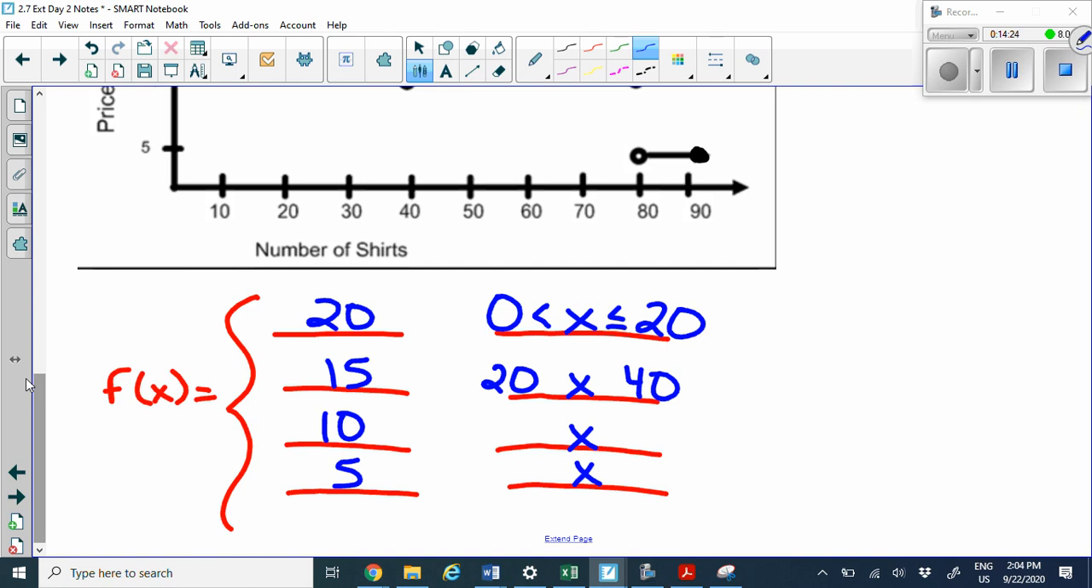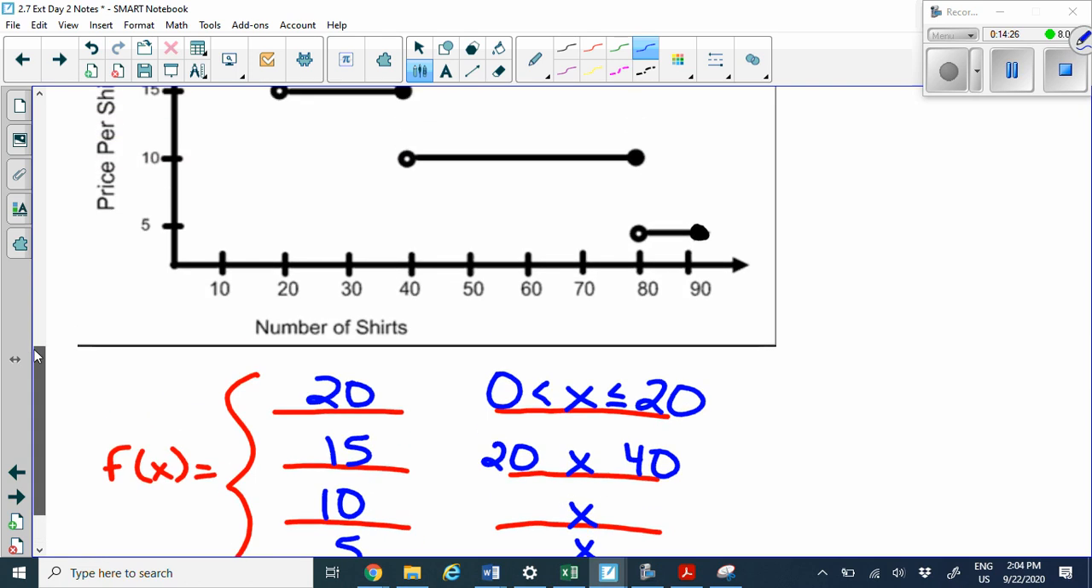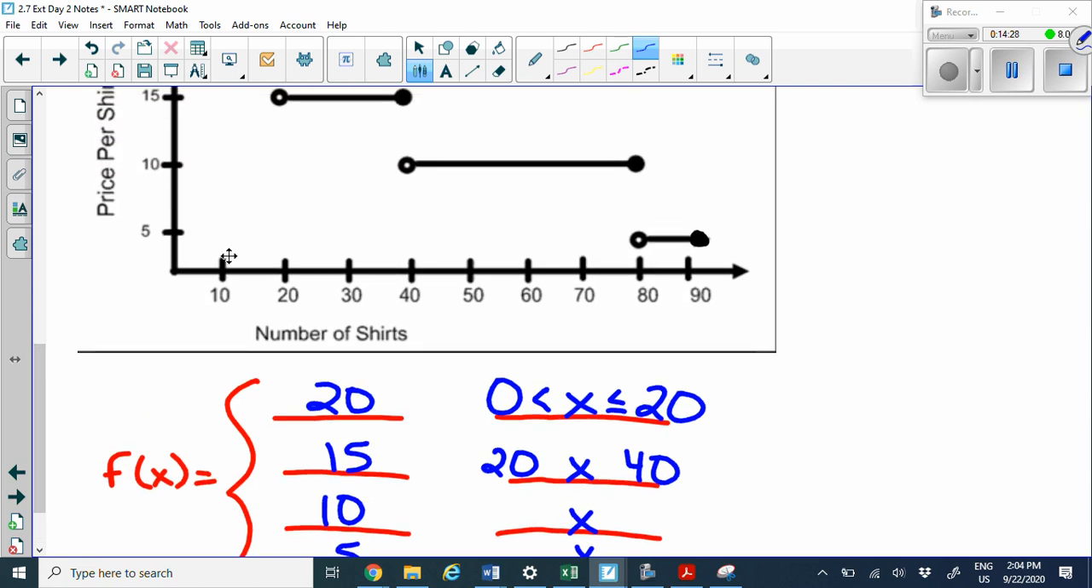Now let's think of which one has the equal bar when we write the inequality. So at 20, we have an open circle, so no equal bar. But at 40 here, that's a closed circle, so we will have an equal bar. So we have 20 is less than x, and x is less than or equal to 40.